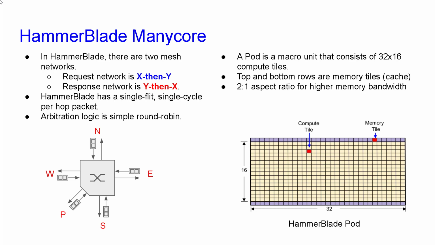We envision that in a larger die design, we'll have multiple instantiations of a macro unit called a pod. Each pod consists of 32 by 16 compute tiles, and the top and bottom rows are memory tiles, which provide cached access to the off-chip memory system. The aspect ratio is chosen to be 2 to 1 to provide higher memory bandwidth.